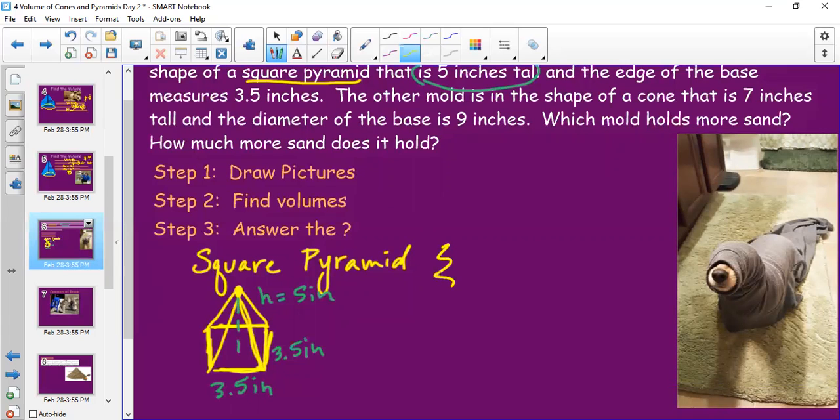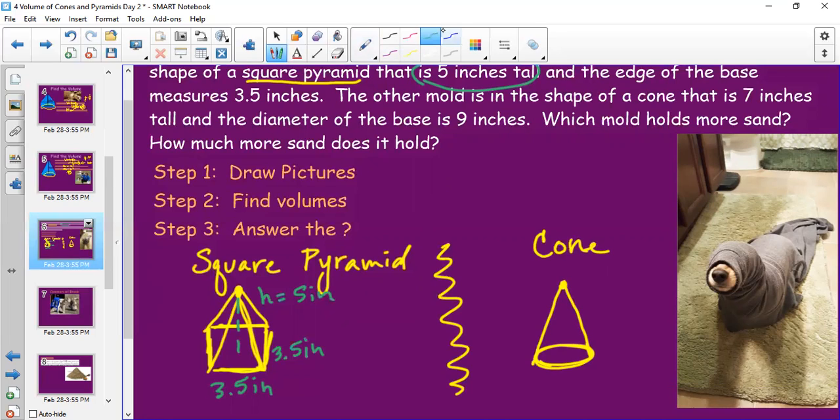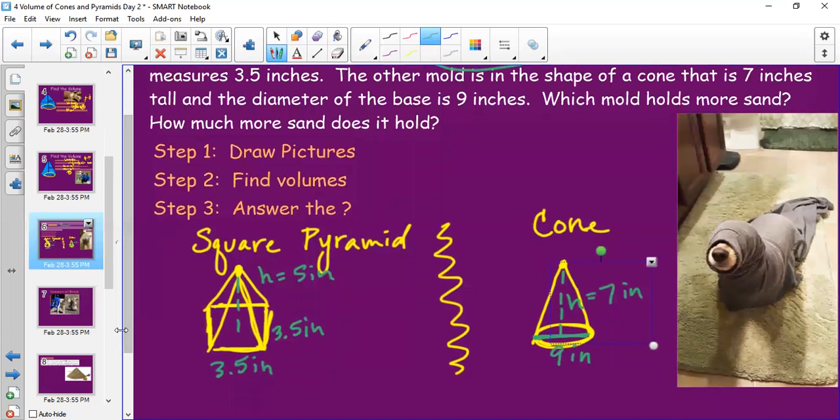Let's do the other one. It says the other mold is in the shape of a cone. For a cone, you make an oval shape and a point above. You just connect that point to the sides. That cone is 7 inches tall. So our height is 7 inches. And it says the diameter, remember diameter goes straight across, is 9 inches. But remember, we don't ever use diameter, we always want radius. So we're going to take that diameter and divide it by 2 to get 4.5.